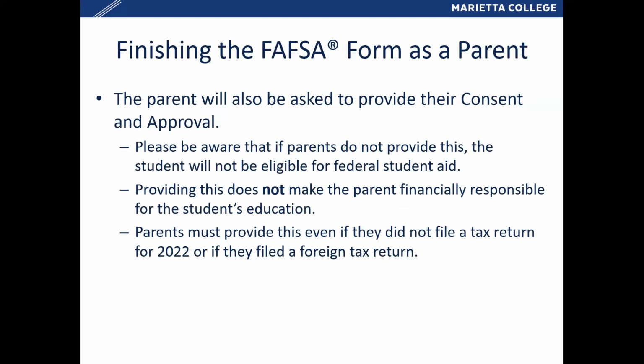Once they have confirmed that and also confirmed their mailing address, they will be taken to the consent and approval page for themselves. Please be aware, if the parents do not provide this, the student will not be eligible for federal student aid. Providing this does not make the parent financially responsible for the student's education. And parents must provide this even if they did not file a tax return for 2022 or if they filed a foreign tax return.